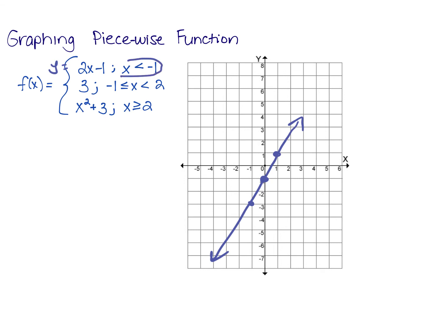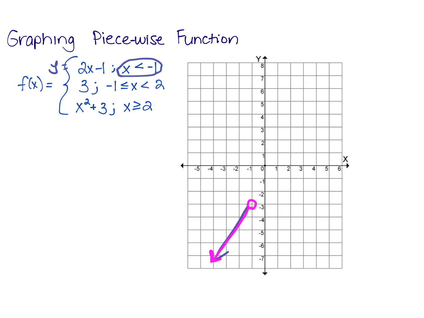And then it's only true for where it's less than negative 1. So I would go to this point, less than is an open dot, draw it left, and erase all the rest of it. And again, that's an open dot because it's less than, not less than or equal to.